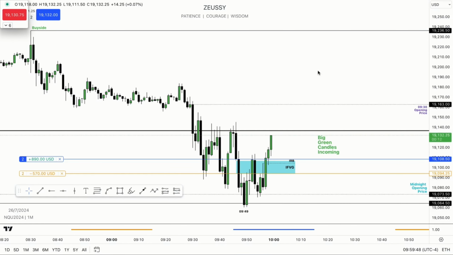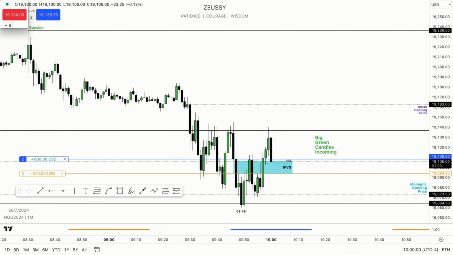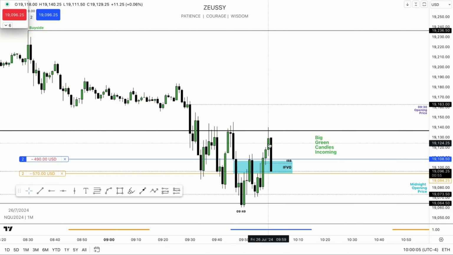The reason why I anticipate big green candles to come is due to the following. I outlined my narrative to you. I outlined why I'm anticipating higher prices on Nasdaq. But what confirms this to me is the fact that we're seeing the algorithmic signatures that I'm looking for taking place on the lower time frames.